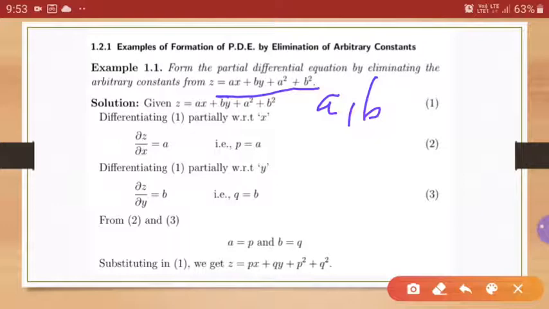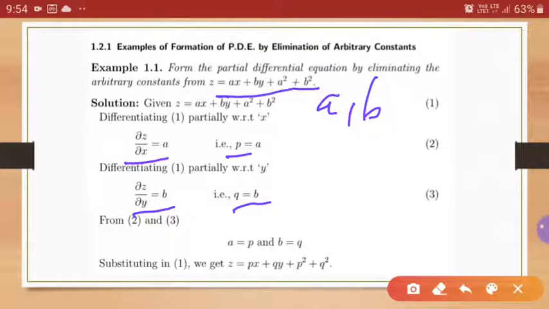First we differentiate this with respect to x. So del z by del x: the derivative of ax with respect to x is a, the derivative of by with respect to x is 0, and the derivative of a square plus b square is 0. We denote del z by del x by p, so p is equal to a. This is the second equation. Then differentiate partially with respect to y. Del z by del y is the derivative of ax, which is 0, plus the derivative of by, which is b, and the derivative of a square plus b square is 0. So q is equal to b.